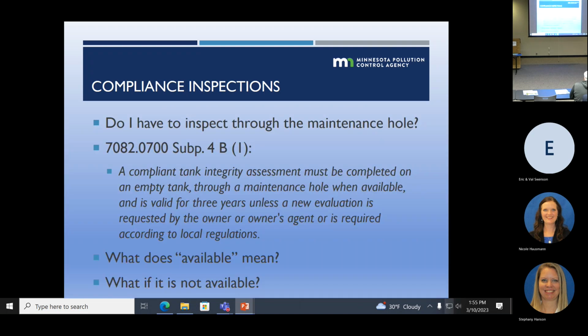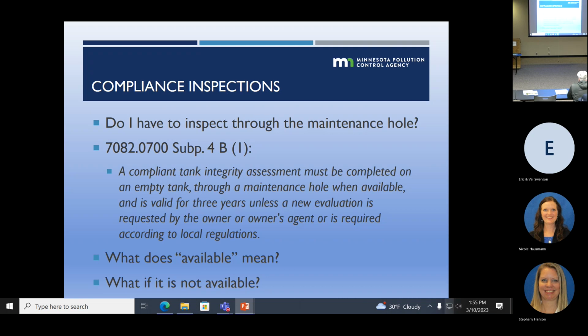Now, diving into that a little bit deeper, one question that I've had on this general topic is, do I have to inspect through the maintenance hole? And for those of you, do we have any maintainers in the room? All right, I don't have to clarify that. We're talking about compliance inspections, not pumping. So, do I have to inspect through the maintenance hole?